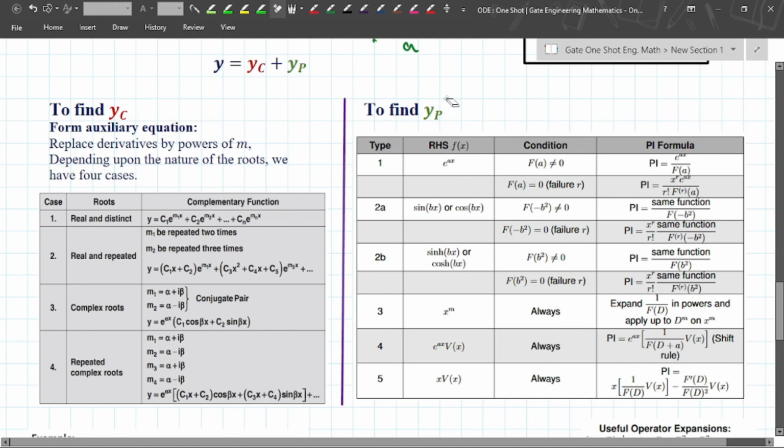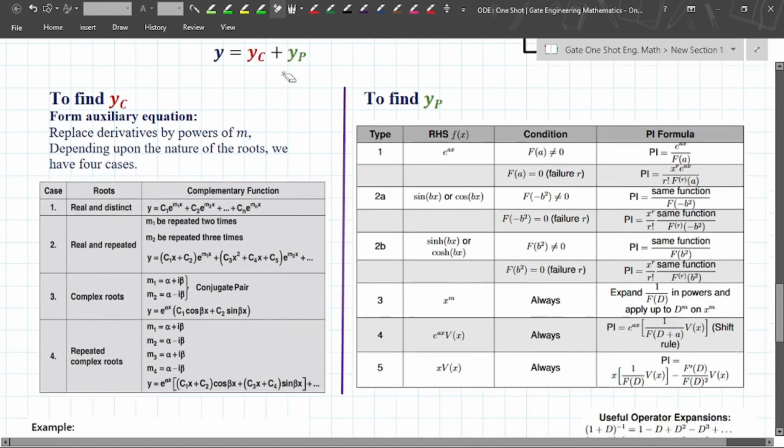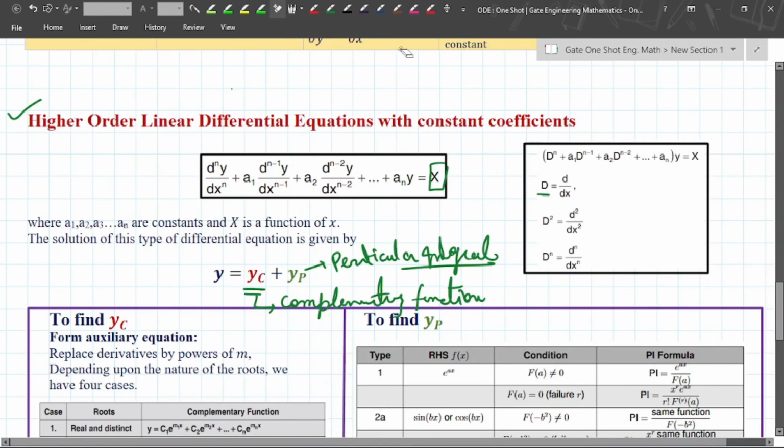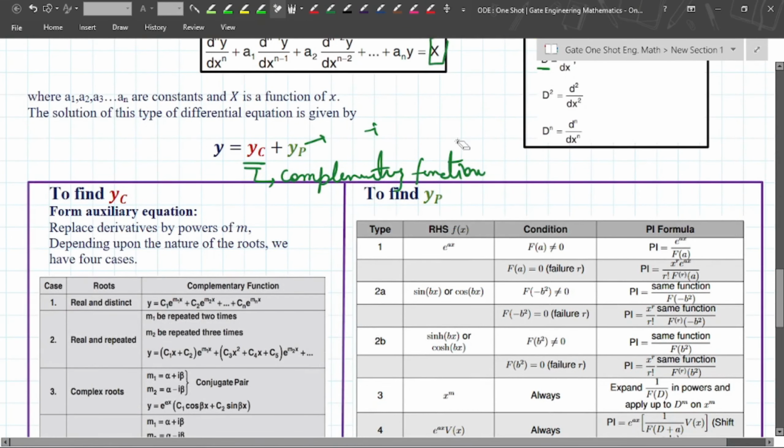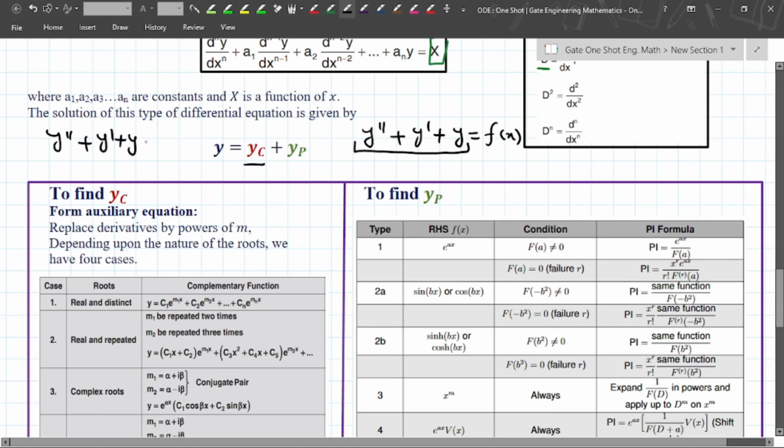Whenever we have this kind of differential equation, first of all, let me take an example. Let's say a second order differential equation, y double dash plus y is equal to some function of x. Now y of c is nothing but the complementary function, also known as the solution of the homogeneous part. Homogeneous part means that if you take only the left hand side, which is equal to 0, the solution of this part is called the homogeneous part or complementary function. If the right side is 0, then the solution is only the complementary function.